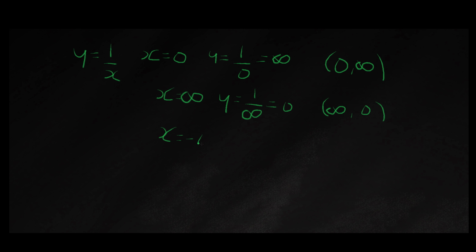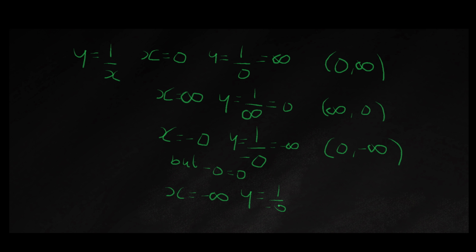Similarly, 1 over minus 0 is minus infinity, because it is the same as 1 over 0 times minus 1, which is infinity times minus 1. But minus 0 is the same as 0, so the point is 0 minus infinity. One over minus infinity is the same as 1 over infinity times minus 1, which is 0 times minus 1, which is still 0.